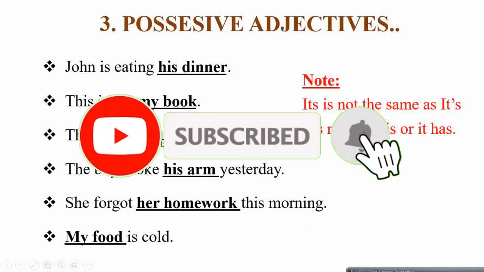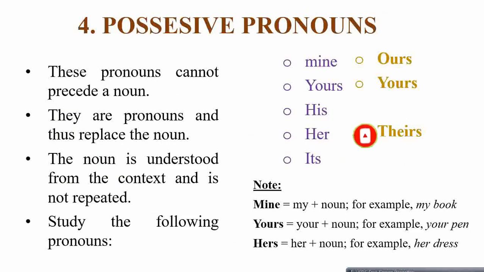So they will not go along. तो इसके लिखने में आप हमेशा clarity होनी चाहिए. Fourth, हमारे पास है possessive pronouns. The possessive pronouns cannot precede a noun. Right? ये noun के बाद नहीं आ सकते.